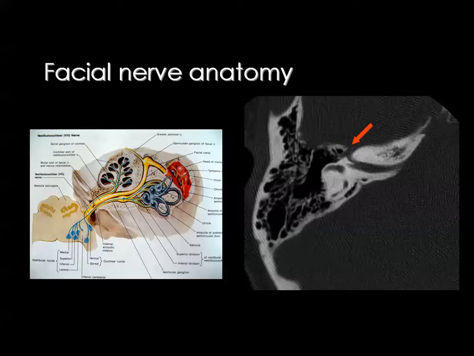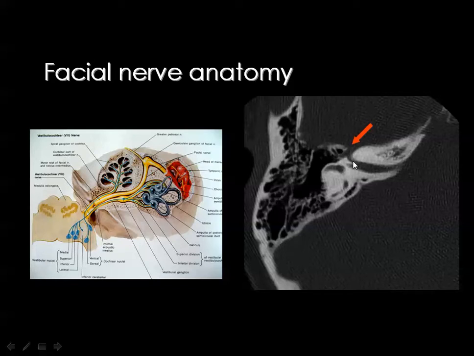You know that the facial nerve will arise from the brainstem. It will pass through the cerebellopontine angle cistern, then it will enter the internal auditory canal together with the vestibulocochlear nerve. Then this nerve will exit through the internal auditory canal, as you can see here. This is the internal auditory canal, and this is the exit pathway of the facial nerve.